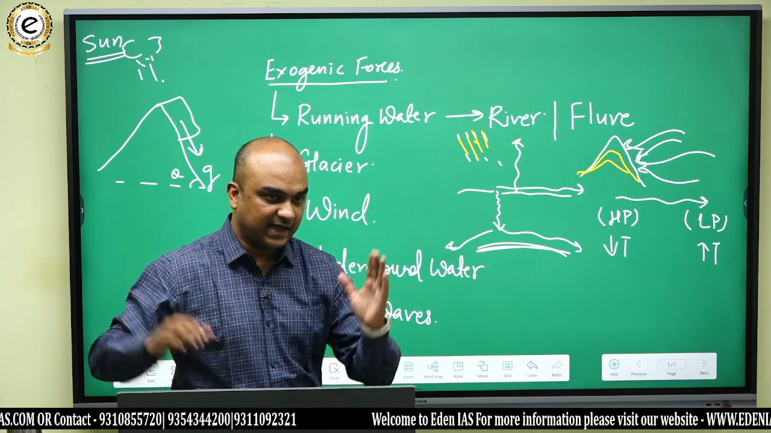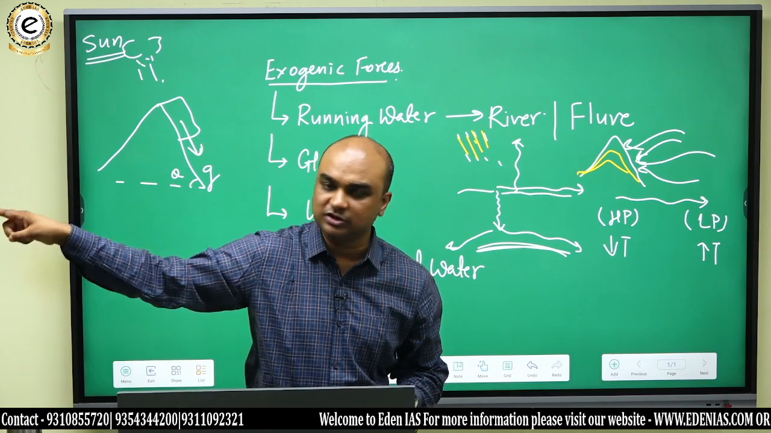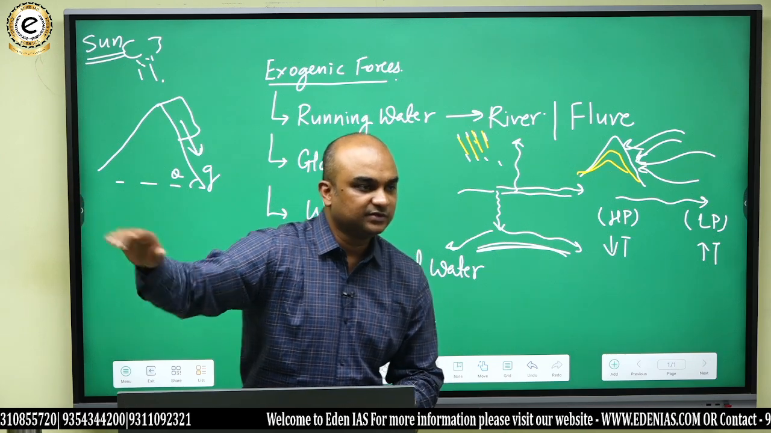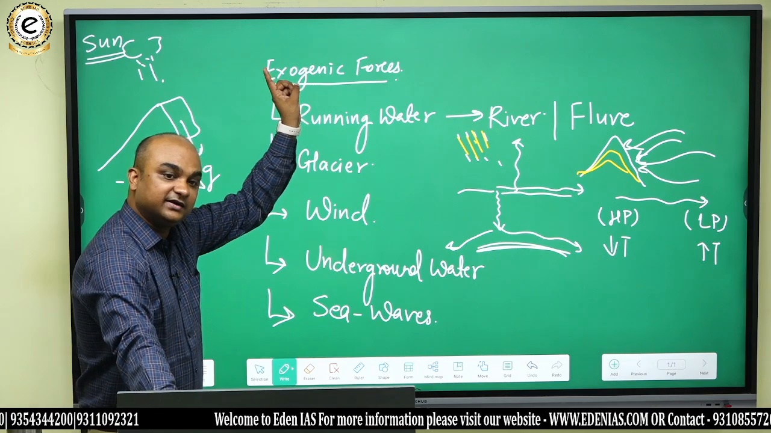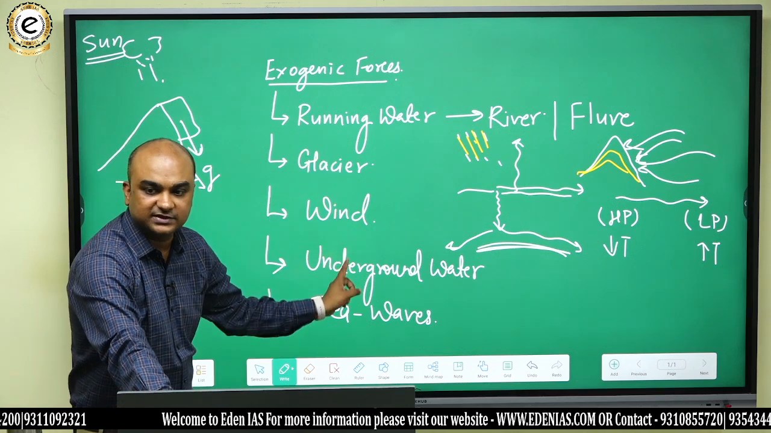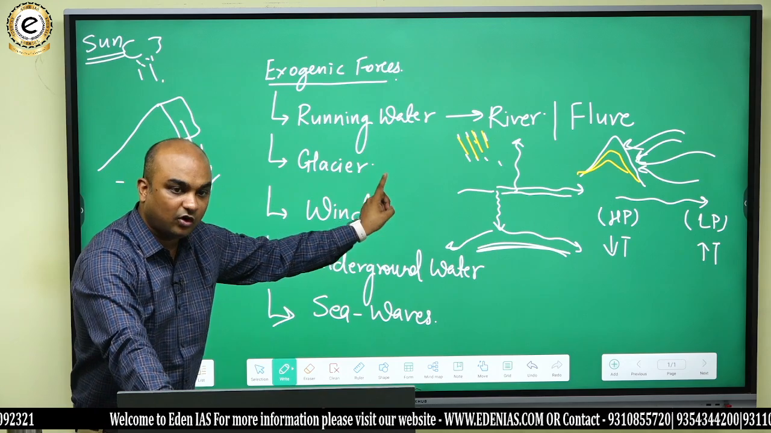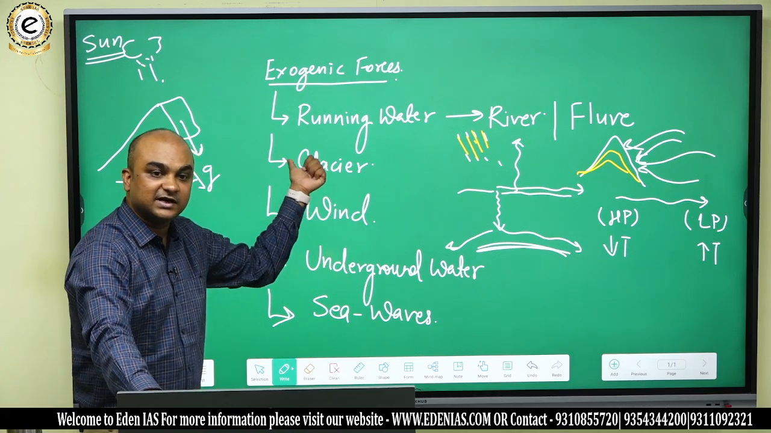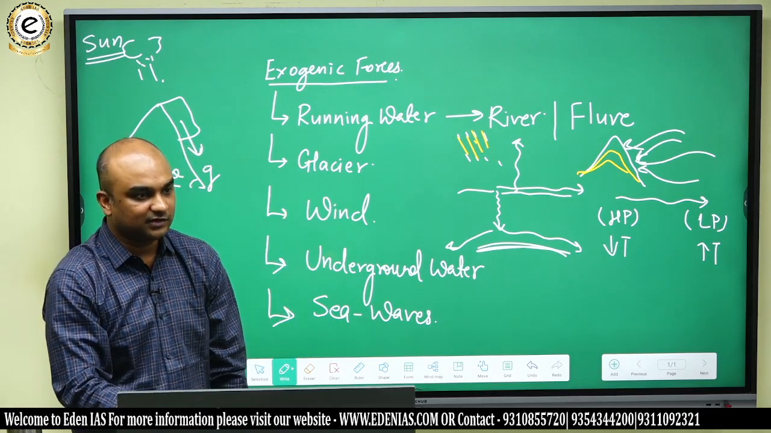Sea waves, as the waves splash across the coastal areas, they can break down the coastal rocks, and in that way they can denude the surface there. So sea waves also derive their ultimate energy from the sun. You get that? So exogenic forces are those forces which are responsible for the destruction of the landforms, and they originate from the Earth's atmosphere, sun being the ultimate source of energy. Are you clear with that thing?